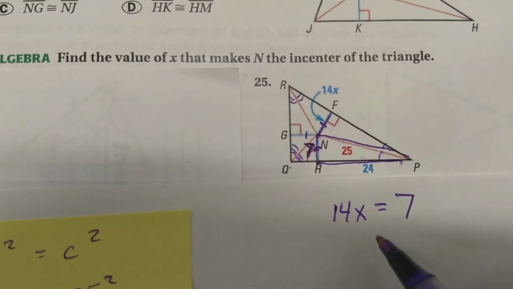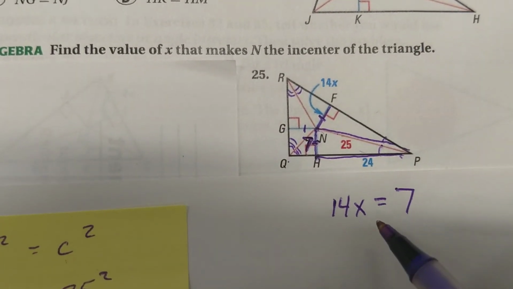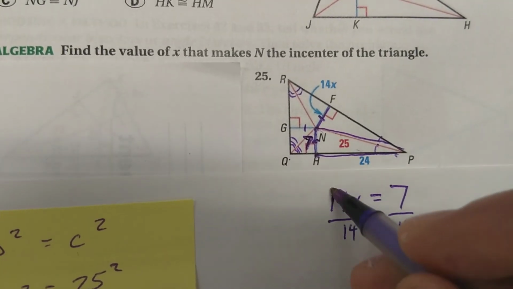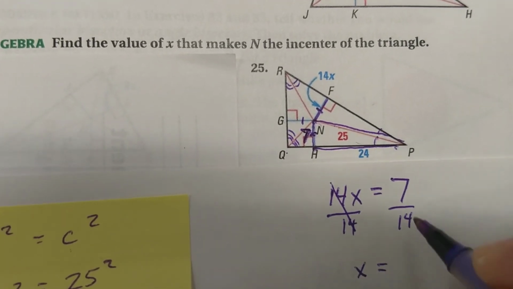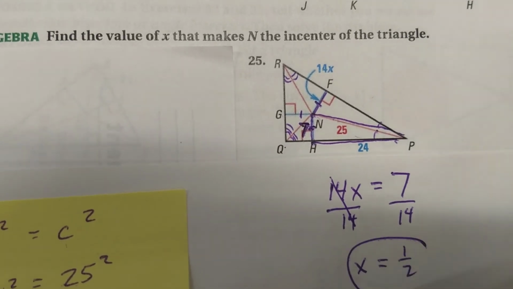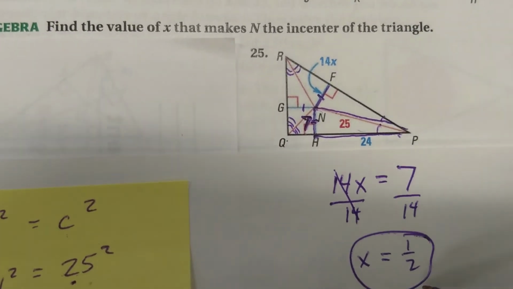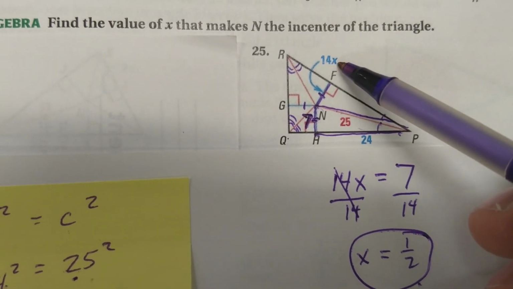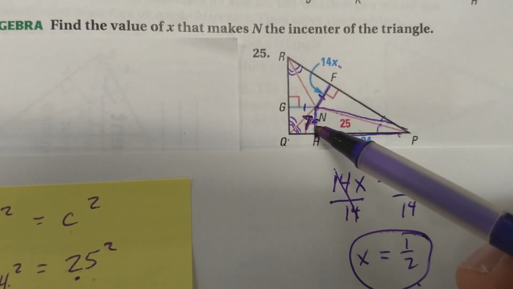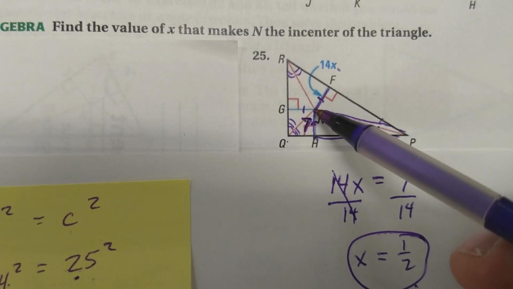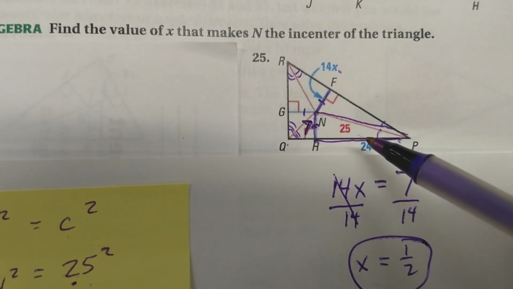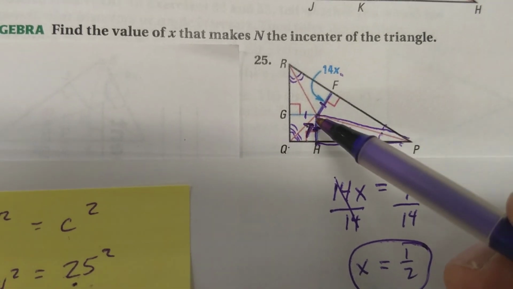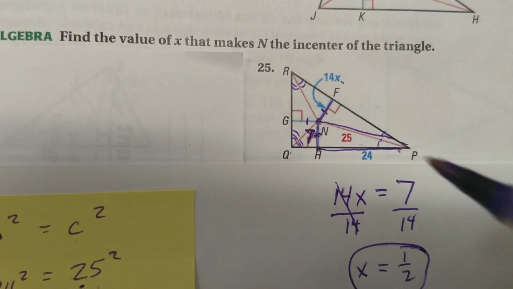So now you've got an algebraic equation. You can divide both sides by 14. That'll cancel these out. X must be 7/14 or 1/2. So if I make x 1/2, that makes this 7, and that makes this 7, and it satisfies everything that I need to say that all these are, the red lines are angle bisectors, which means that this then would be the incenter.